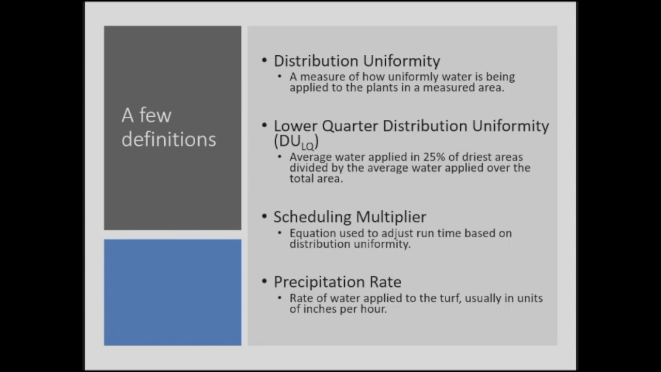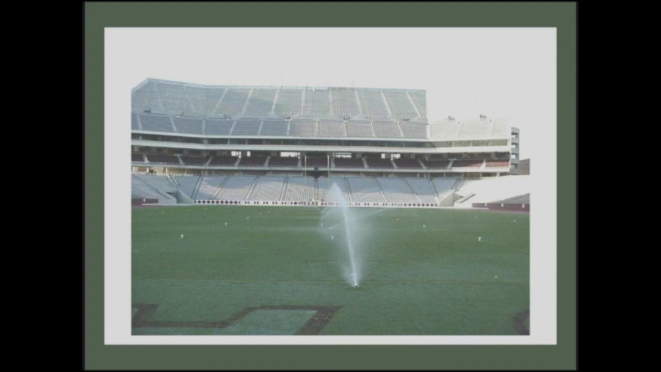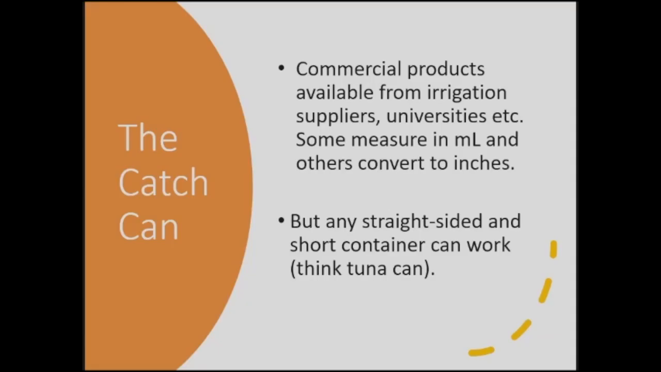And so you can see pictured here, we've got an audit or a catch can test being run. You've got typically some sort of grid pattern that lays out those catch cans. You'll run the system and capture the water, and from that we can get the information we need. The catch can itself, okay?